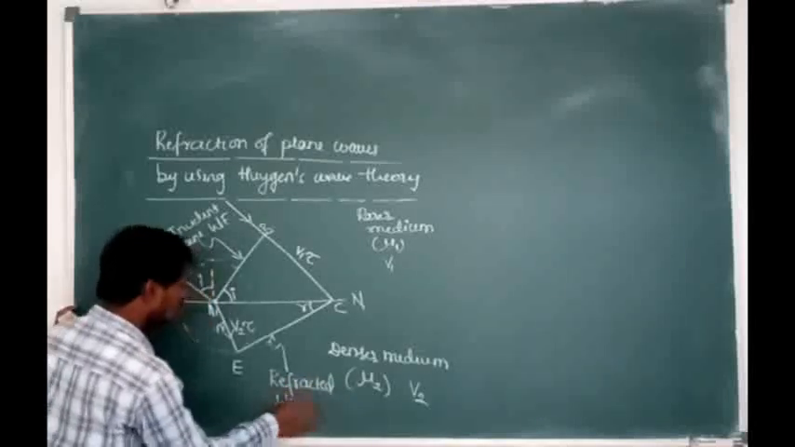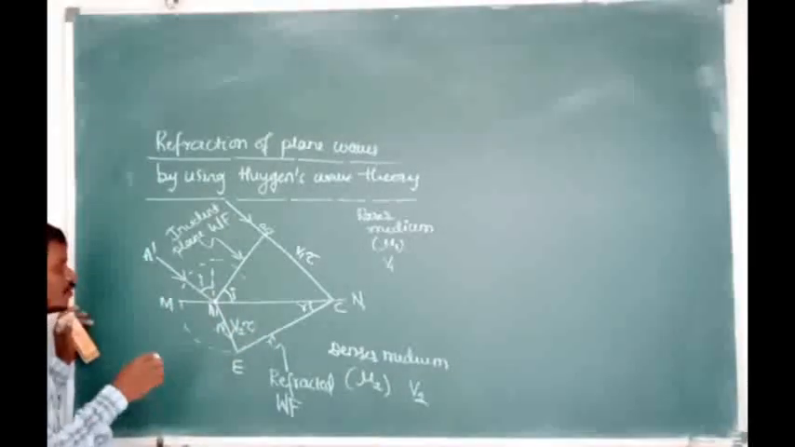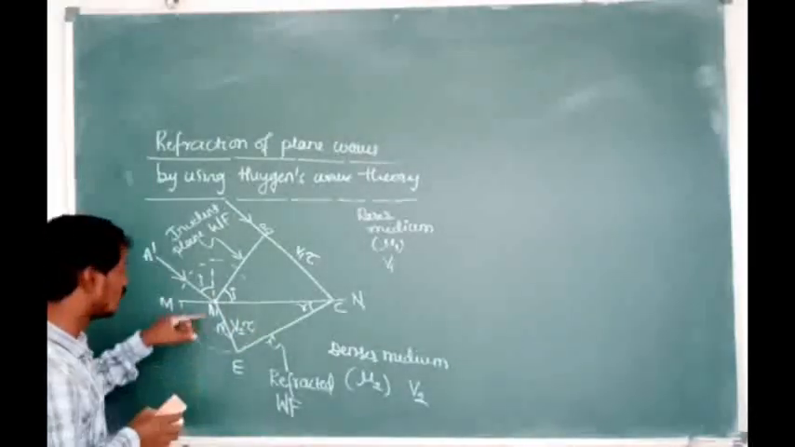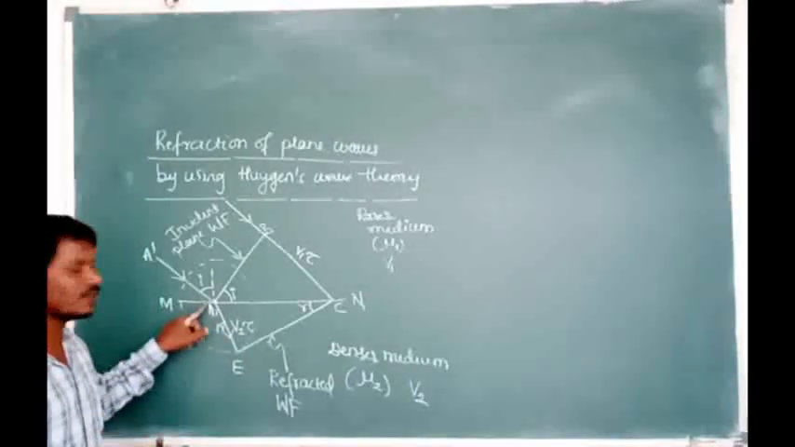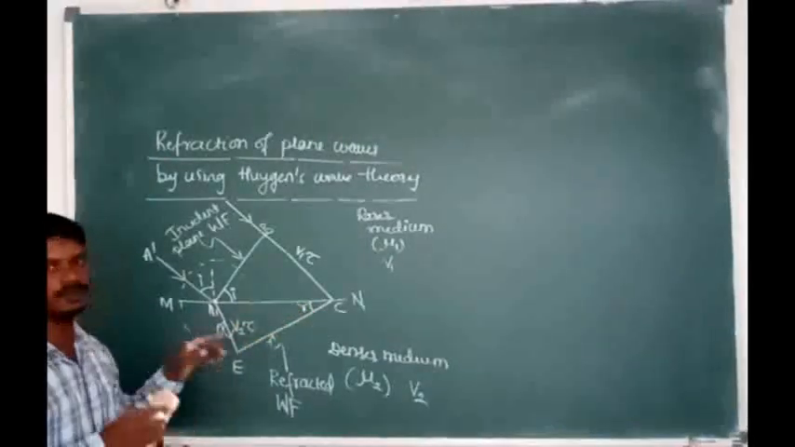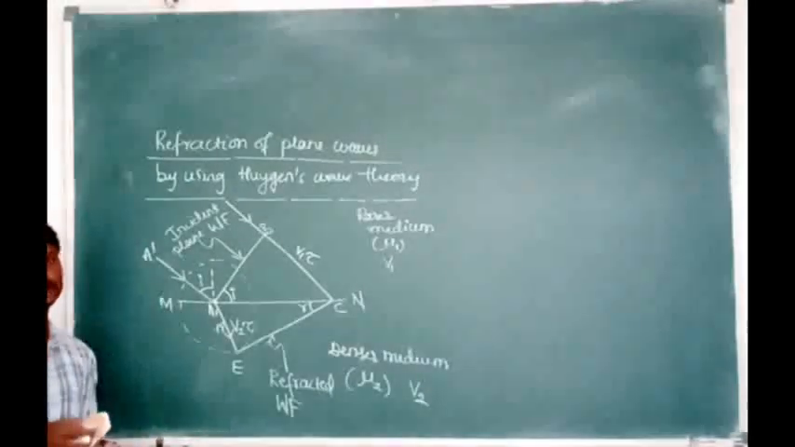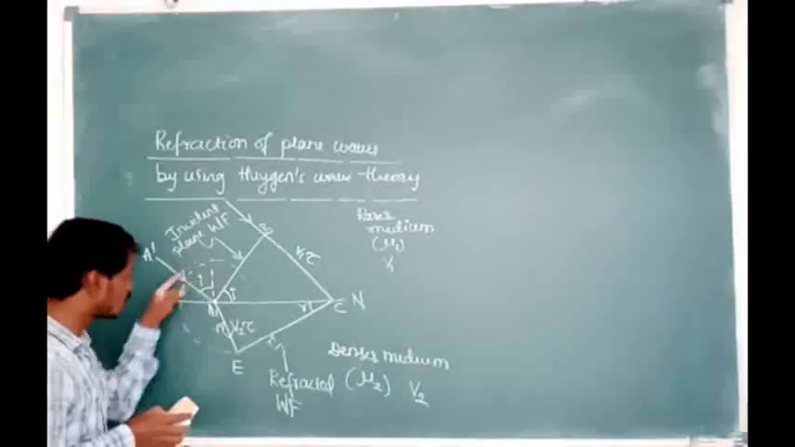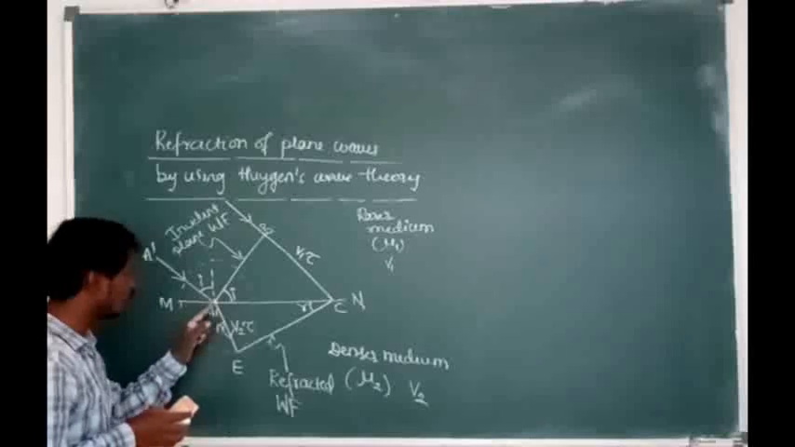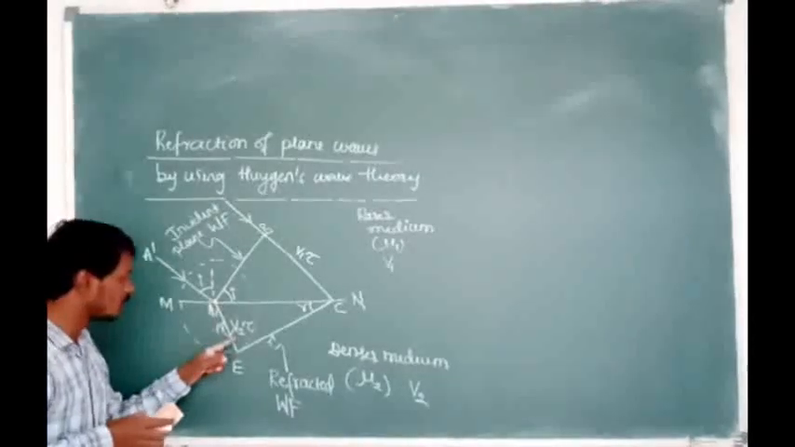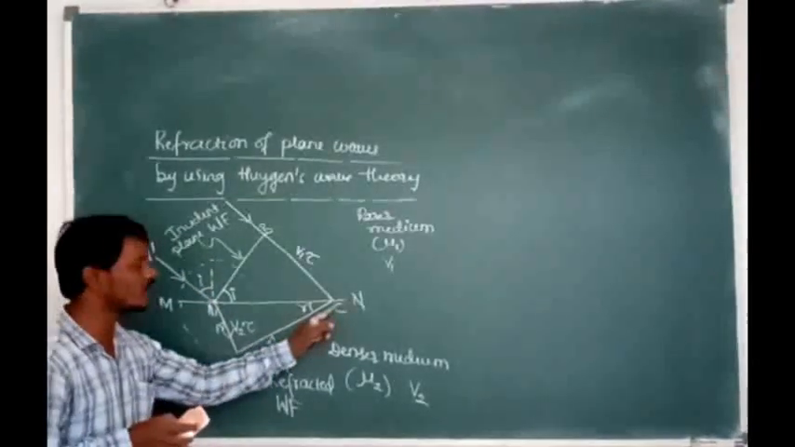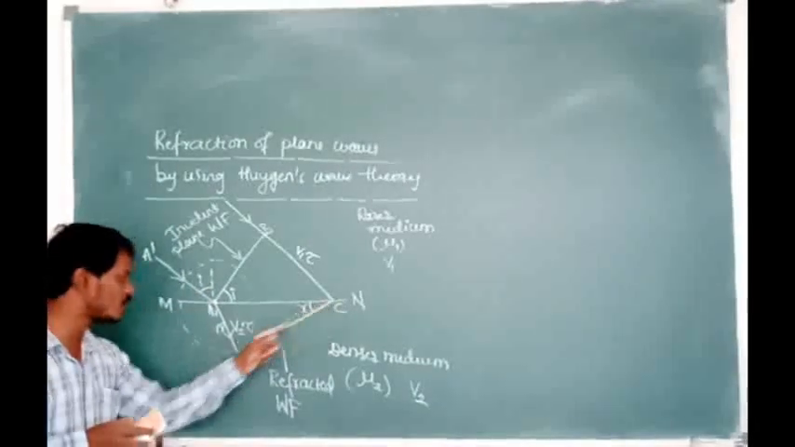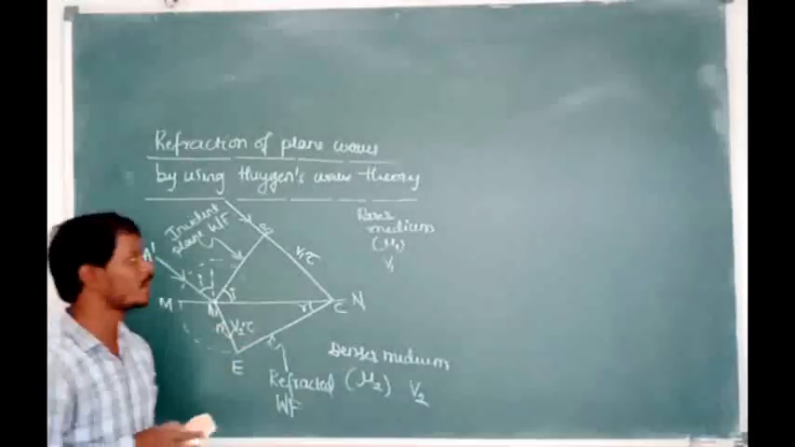So in order to construct the refracted plane wavefront, we have to draw a sphere of radius v2 into tau with A as the center. Okay, we will get the refracted wavefront. So how to get the refracted wavefront here? We have to draw the sphere, taking A as the center and v2 into tau as the radius, and then we get the refracted wavefront by drawing the tangent from C to E.